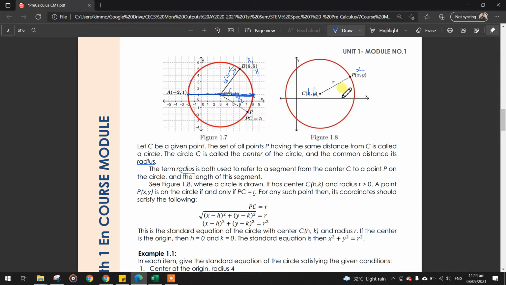And our x sub 1 is our h. Then the same, our y sub 2 is our y here. Dayon atong y sub 1 is our k. So kung atong formula, i-substitute nato siya ani. Di ba? X sub 2 minus x sub 1.